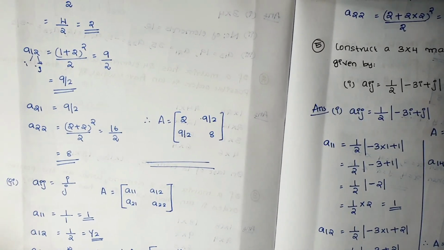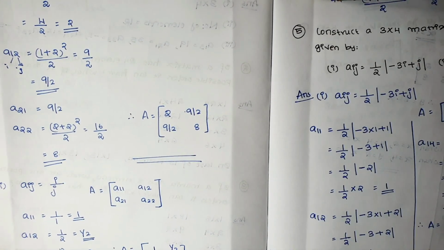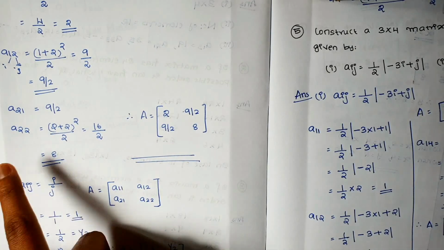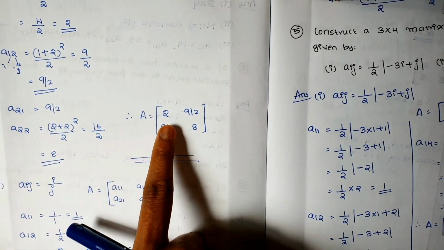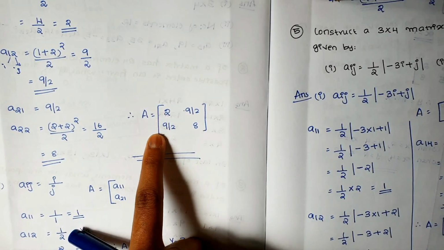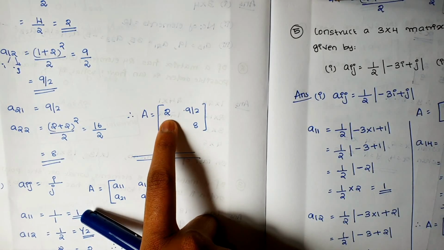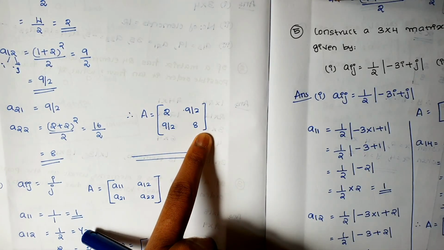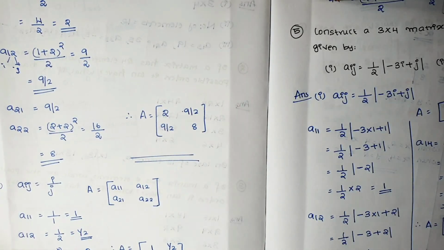So, 2 plus 2 the whole square divided by 2. So, that is equal to 16 by 2, that is equal to 8. So, we can fill the elements. A is equal to, first A11, value of A11 is 2, 9 by 2, 9 by 2 and 8. Okay, so this is our matrix.